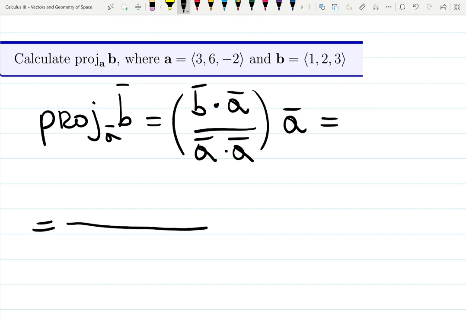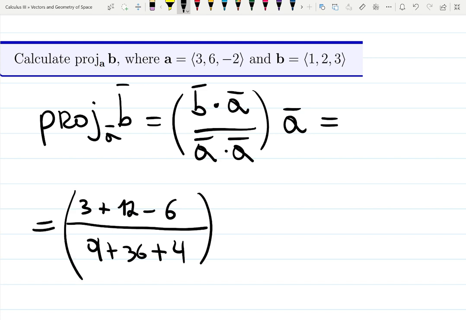So let's multiply B times A component by component really fast. What do you guys think? It's going to be 3 times 1 plus 6 times 2 minus 2 times 3, which is 6. Agree? Yep. The bottom, A times A: 3 times 3 is 9 plus 36 plus minus 2 times minus 2, be careful with that, is plus 4, right?